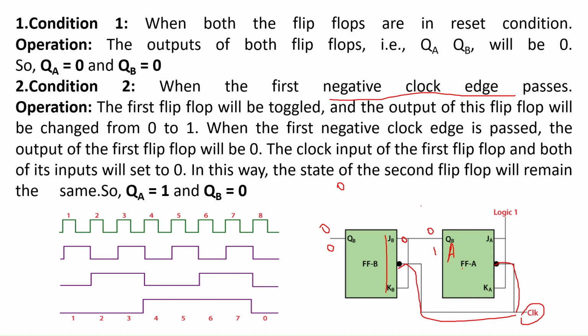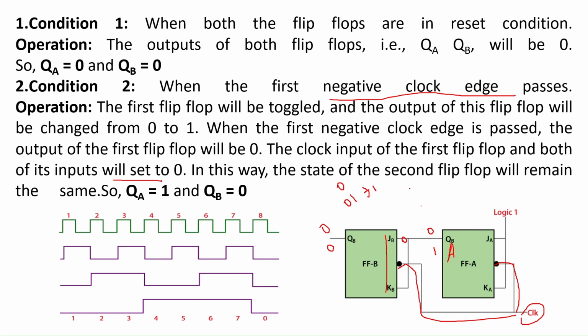When the clock signal is applied to the second flip-flop, this 0 appears across JB and KB, so both of its inputs are 0. Since JB and KB values are 0, the output is also 0. The state is 0, 1, whose decimal equivalent is 1.